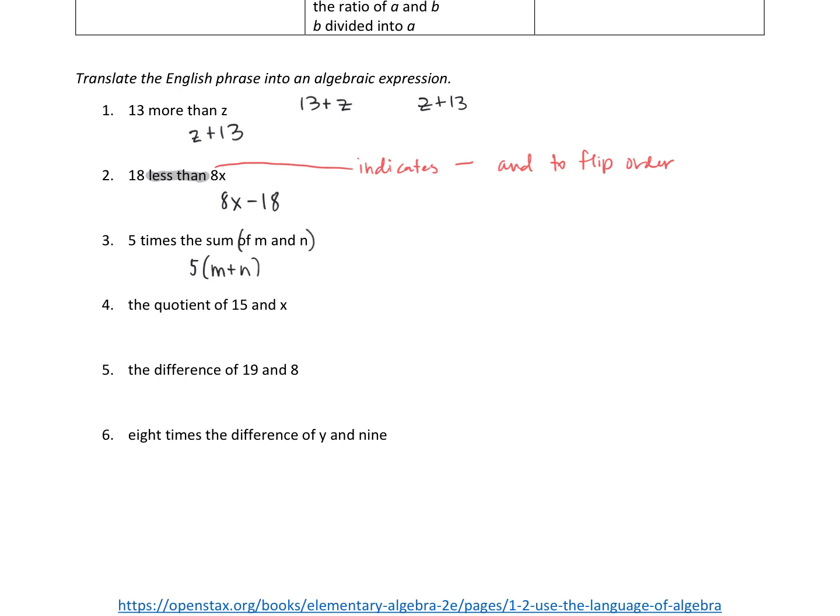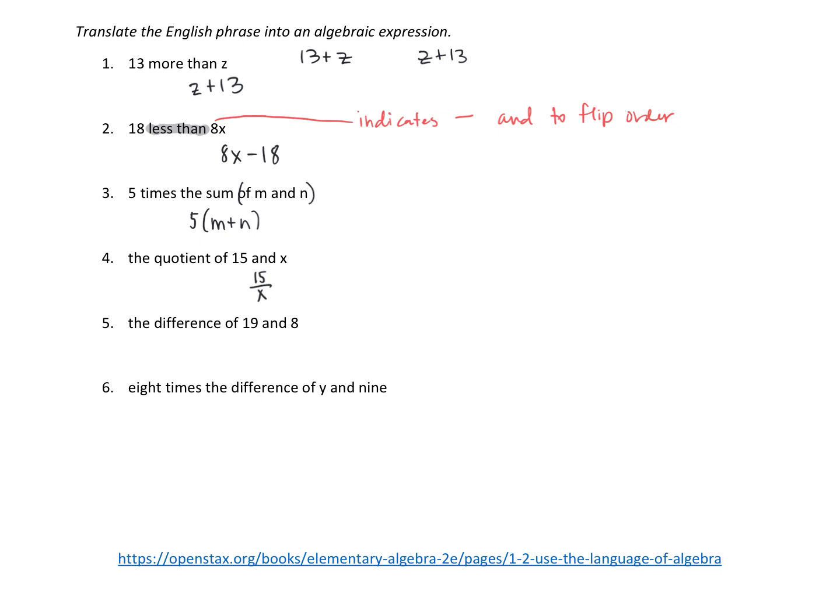Number 4, the quotient of 15 and x. Quotient means to divide. So you divide 15 by x. So 15 divided by x. Number 5, the difference of 19 and 8. Here you're going to subtract. Difference means subtract. So 19 minus 8.